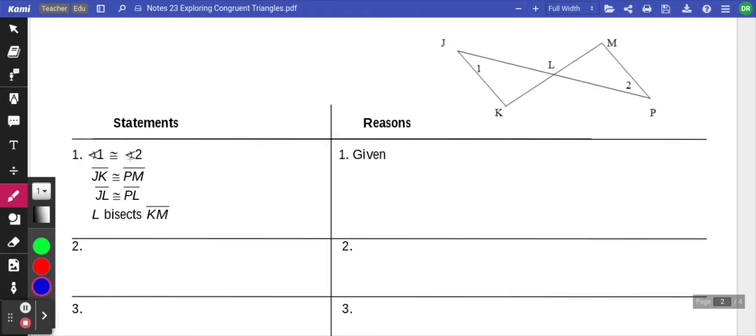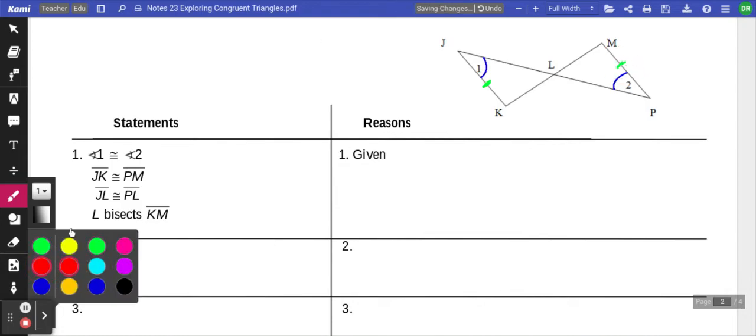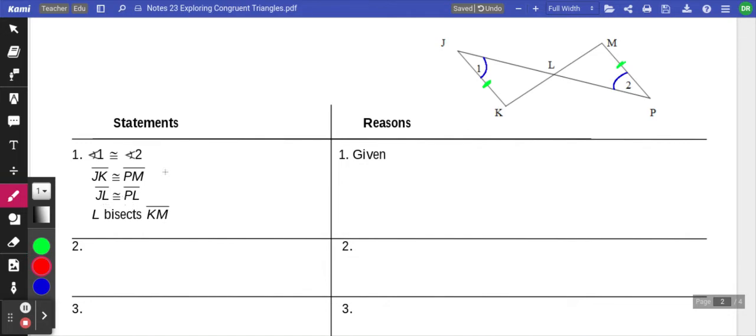It looks like we are told that angle 1 is congruent to angle 2. So a good thing is up here to list that out. Angle 1 congruent to angle 2. Segment JK is congruent to segment PM. Okay, so JK is here. Put a dash on that. PM is here. That was given to us. And then we're also told that segment JL is congruent to segment PL. Okay. JL here, PL here. All right. So far it looks like we have three things marked as congruent.